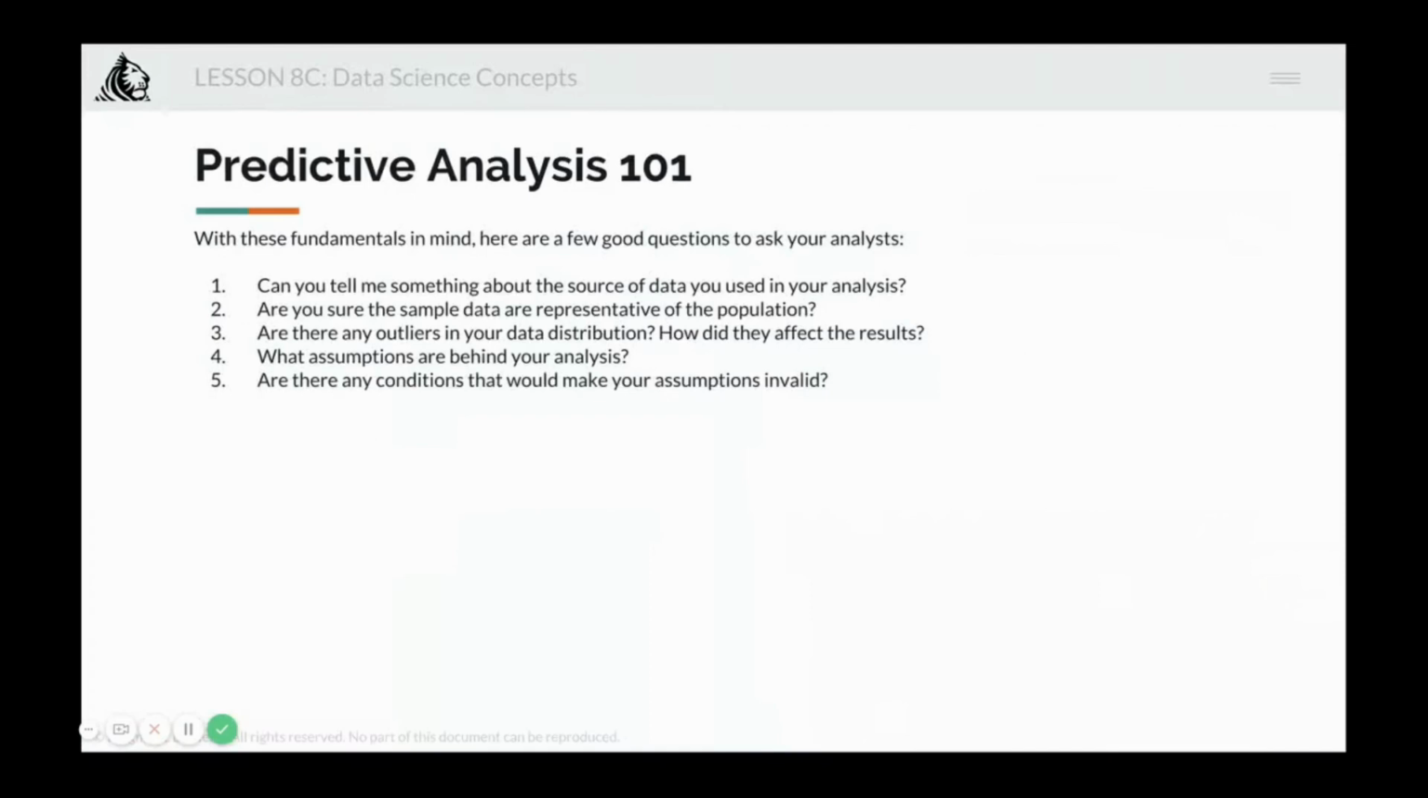With these fundamentals in mind, there are a few good questions that you should be asking your analysts. I've covered some of them, but I'll just repeat them once again. The source, that's one important thing that you need to know. What is the source? How accurate is the data, the source of the data? How closely connected is it with the sample data that we're talking about?